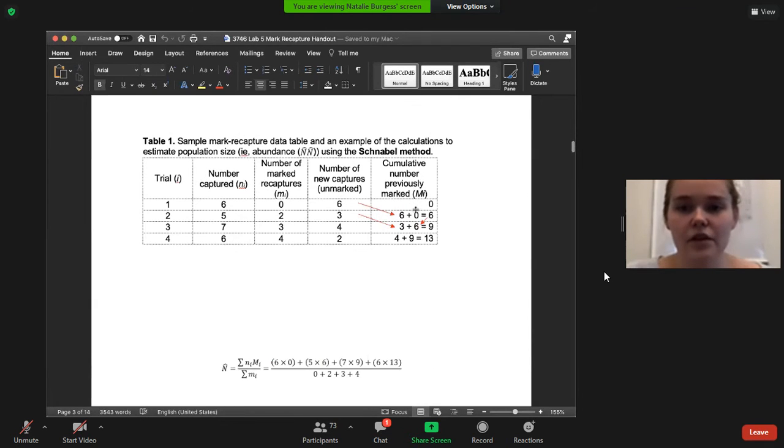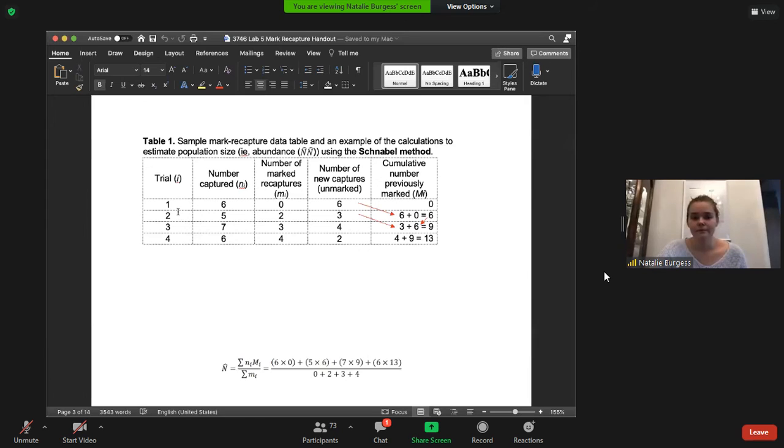And then I'm just going to go through an example using the Schnabel method. So you had trial 1, you captured 6 individuals. Obviously, it's your first trial, so you don't have any recaptures. So your new captures are 6. You have 0 as your cumulative number. And then for trial 2, you captured 5. 2 of those were captured previously, so those are your recaptures, meaning that you have 3 new captures that were unmarked. And this is where you start bringing in your cumulative number. So you have 6 from the new captures above, plus 0 to give you 6.